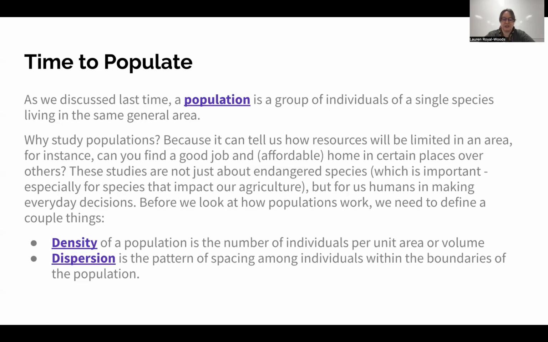And dispersion, which is the pattern of spacing among individuals within the boundaries of a certain population. Like, how are our living arrangements in Hendersonville spread out? How does that work? Why can that tell us something about the population of Hendersonville? If you looked at it, we've got a lot of farmland because of all the apples and other crops and stuff like that. And then we're clumped up in certain areas to make up for that. And you'll see that in a lot of farming communities.